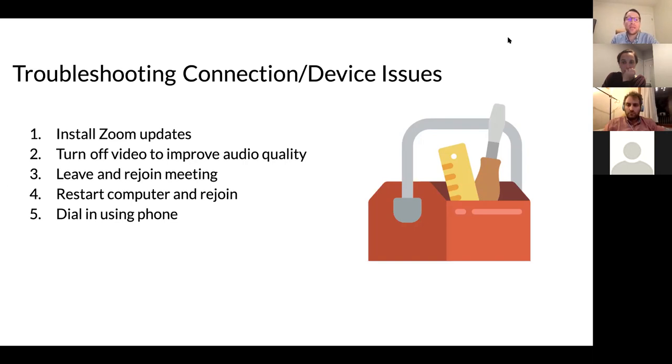Also, I usually tell them to turn off their videos. That's a way to improve audio quality. I mentioned that earlier. It's kind of my go-to if there's a snag or a slowdown with audio and video. If somebody really needs to, I might tell them to leave the meeting and then click the link again to come back into it.